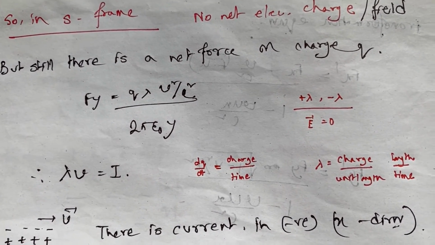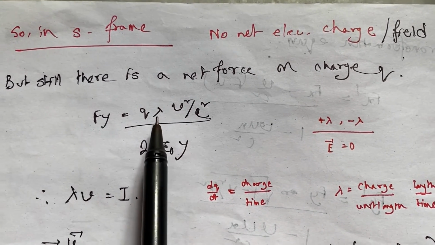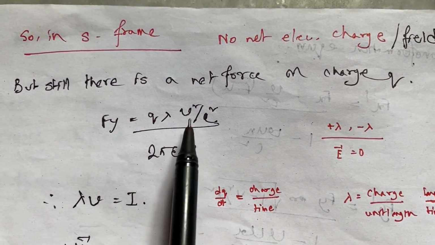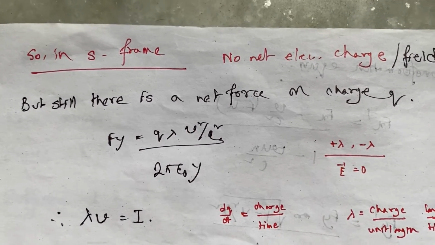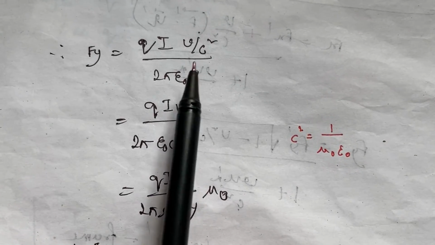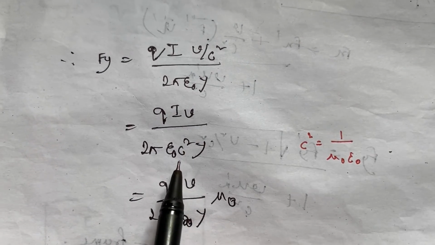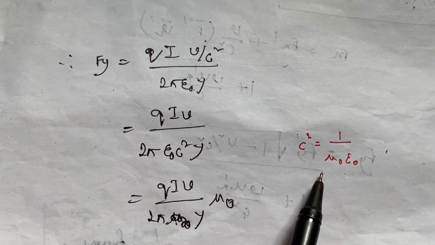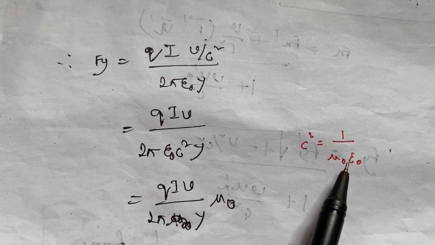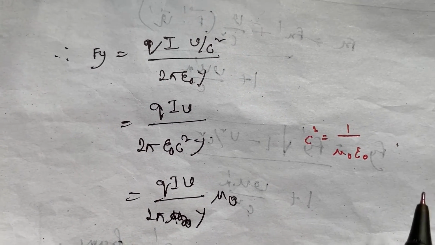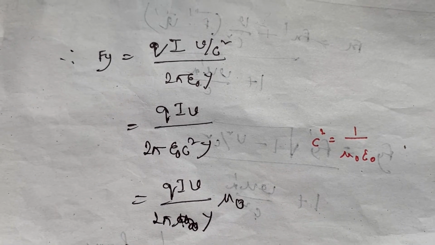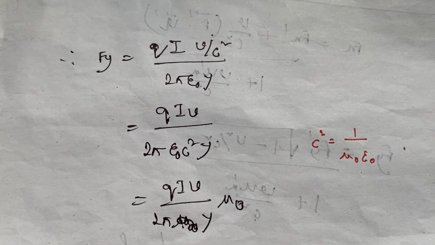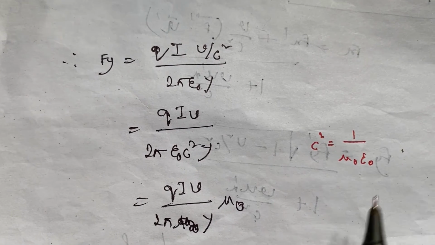Now in place of lambda v in the force equation, I would like to replace it with I. So here we have the force equation. c square is equal to 1 by mu 0 epsilon 0. This is a very famous relation. From this relation, Maxwell calculated that light is an electromagnetic wave by putting in the values of all these constants.